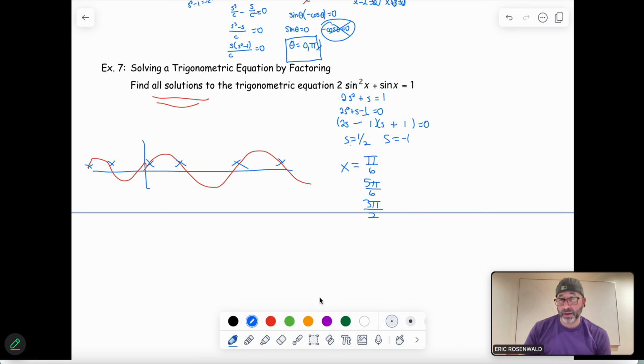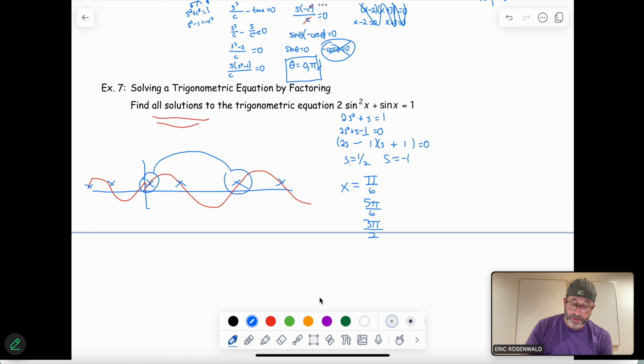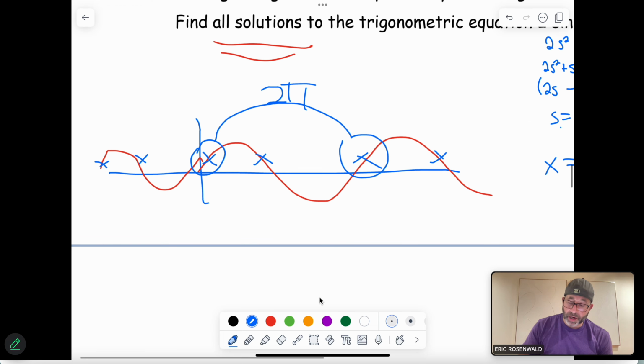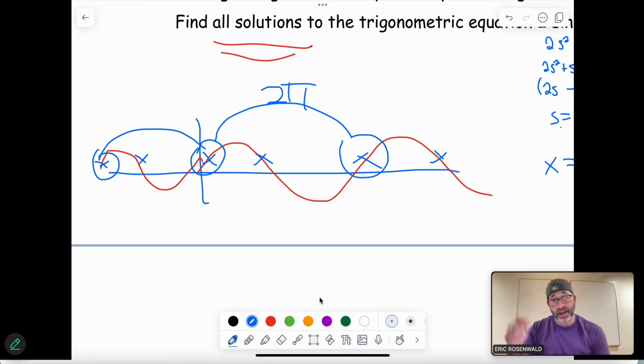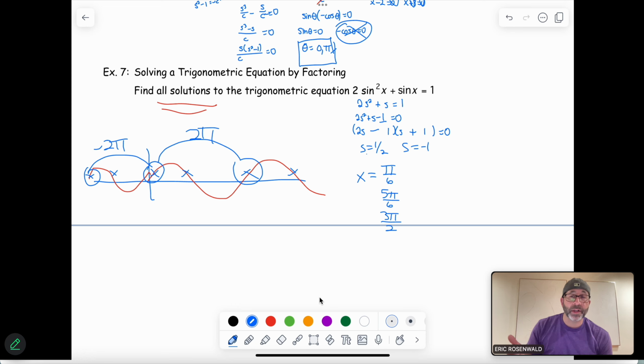Well, what's the period of sine? It's 2 pi. And so if I looked at one of my answers that's on here, this answer right here, the next one that's in the same location is all the way over here, which is 2 pi away. And if I was to go the other direction, back to the left, that is 2 pi away. And so what we're going to do is we're going to account for all solutions by saying, let's add or subtract increments of 2 pi.